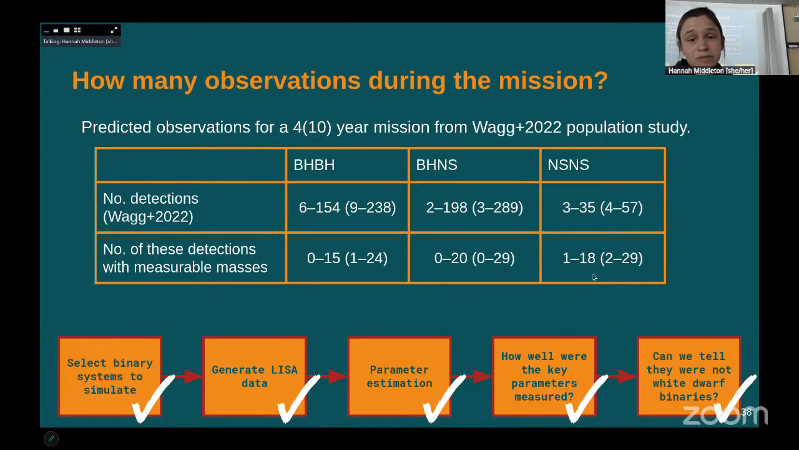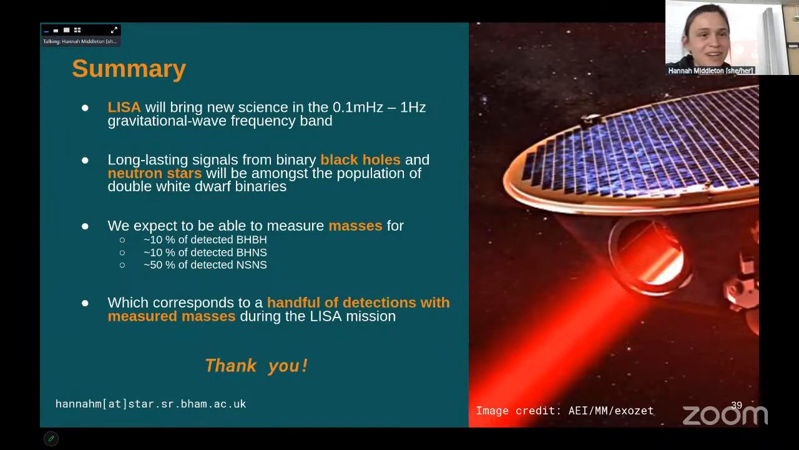So I guess what we can conclude from this is that we should expect to see maybe a handful of systems that we can also measure the masses for, which will be really nice. So I've reached the summary. Just to overview, LISA is going to bring lots of new science in the mid-frequency range, so 0.1 millihertz to 1 hertz. Long-lasting signals from binary black holes and neutron stars will be amongst this population of white dwarf binaries, and we should be able to measure masses for at least a few of these, and have a handful of detections during the mission.